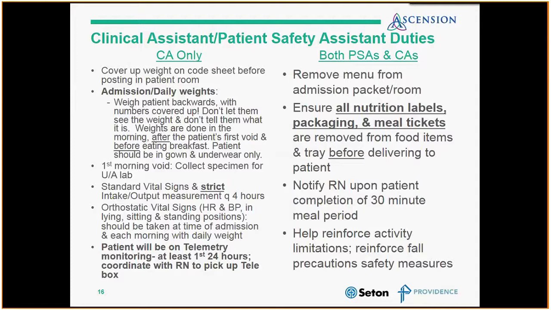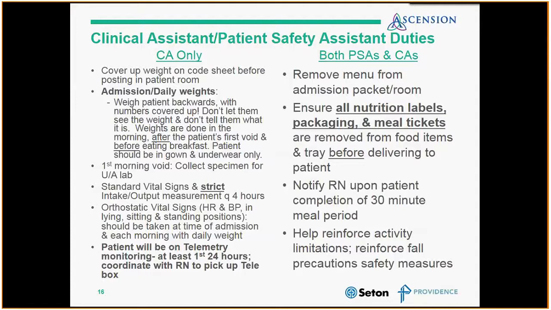Standard vital signs, but strict intake and output measurement is every 4 hours. We also do orthostatic vital signs, which is heart rate and blood pressure in lying, sitting, and standing positions. And those should be taken at the time of admission and each morning with the daily weight. These patients will also be monitored on telemetry for at least the first 24 hours.